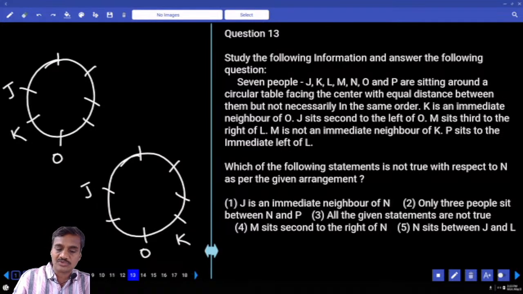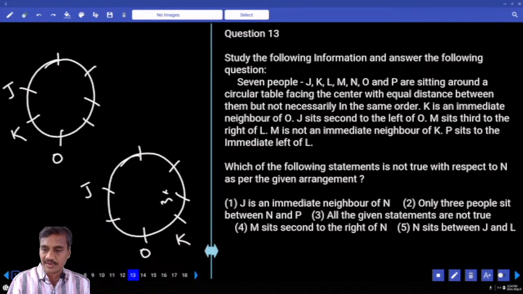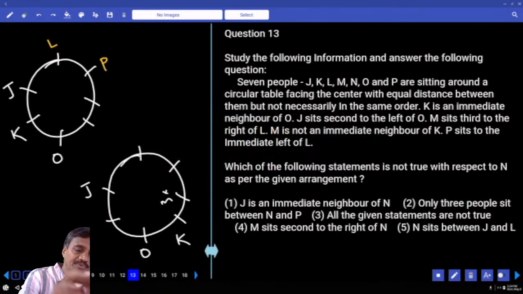And M sits third to the right of L. M is not an immediate neighbor of K. M is here. And P sits to the immediate left of L. Then if P is to the immediate left of L, tell me what are the different possibilities we have. P and L.